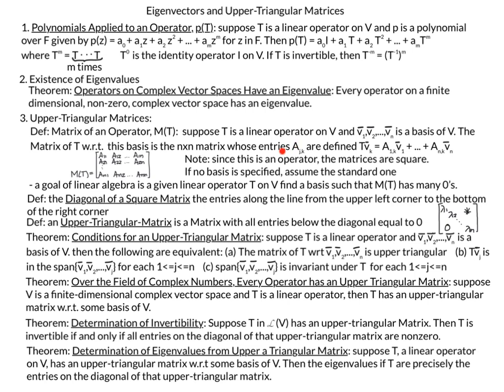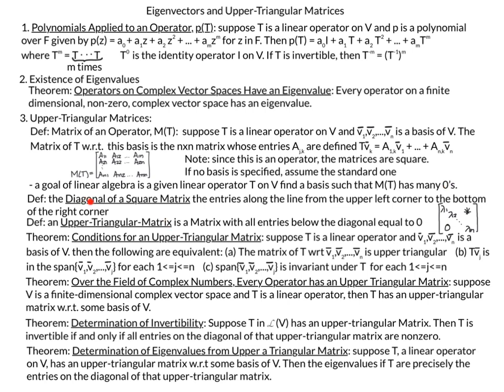Note, since this is an operator that maps from V to V, the matrices will be square, that is, they're n by n. And if no basis is specified, we can assume the standard one. With these matrices, one of the goals of linear algebra is, given a linear operator T on a vector space V, we want to find a matrix M of T that has as many zeros as possible. And one of these goals is the upper triangular matrix.